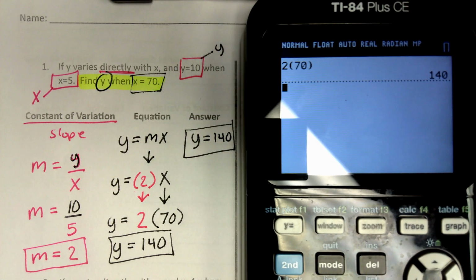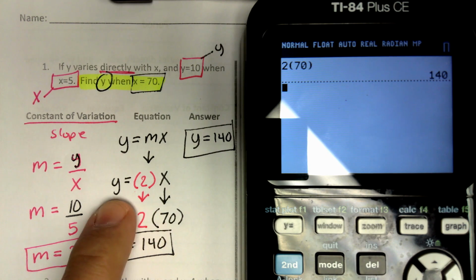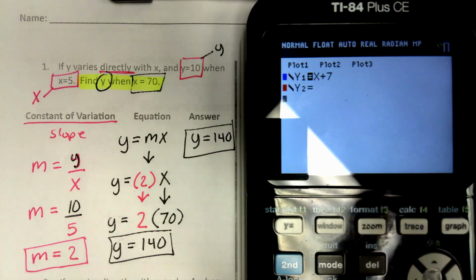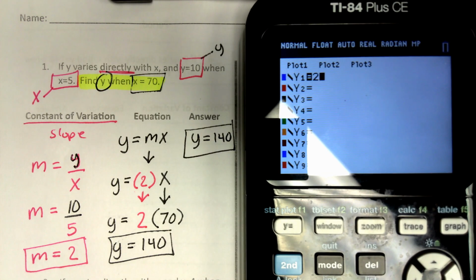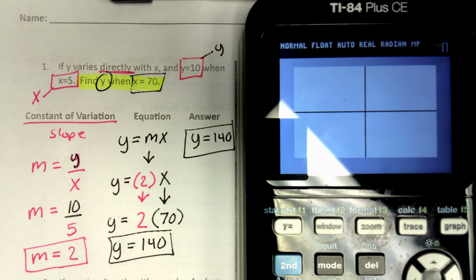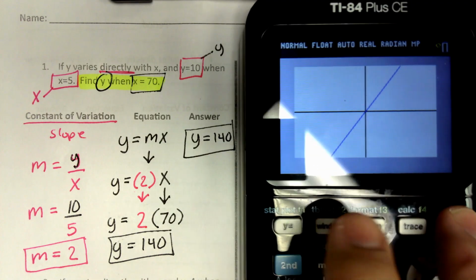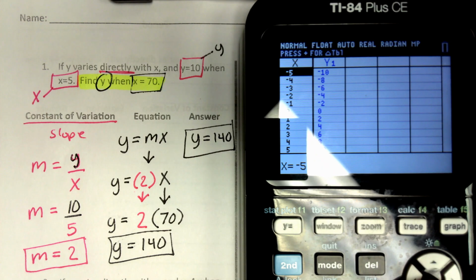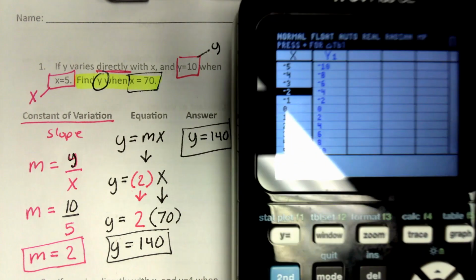Now another way that you could have solved this, if you have your calculator, is you could have simply graphed the equation that we wrote, y equals 2x. So if I hit y equals, and I put in 2x, hit graph. I don't really worry about the picture, but I'm going to hit second and graph to pull up my table, and it has every possible solution here for integers.